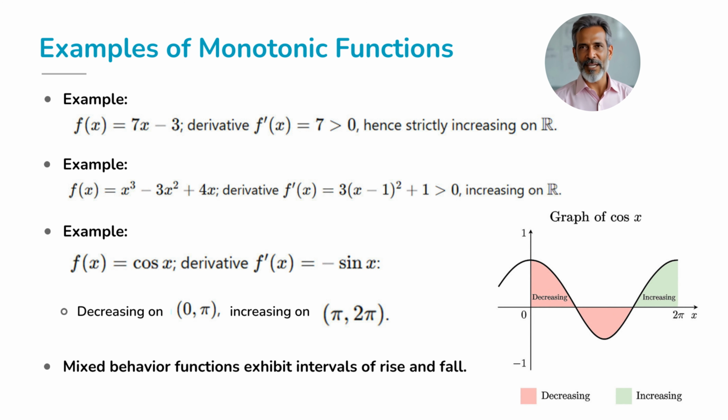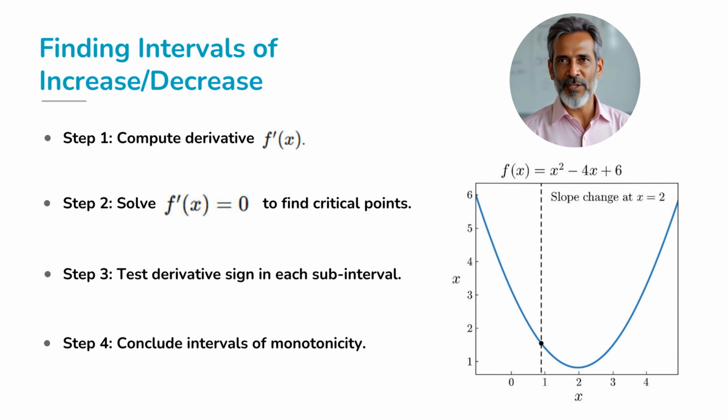Let's try a couple of quick examples to make this even clearer. For the function f of x equals 7 times x minus 3, the derivative is f prime of x equals 7. That's always positive, so this function is always increasing, no matter where you are on the graph. Now let's look at f of x equals x cubed minus 3 times x squared plus 4 times x. Its derivative f prime of x equals 3 times x squared minus 6 times x plus 4. By solving f prime of x equals 0, we get critical points and the function still behaves in an increasing manner.